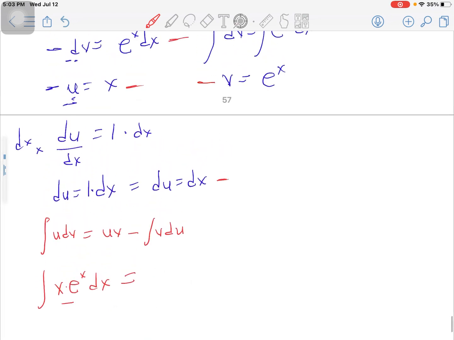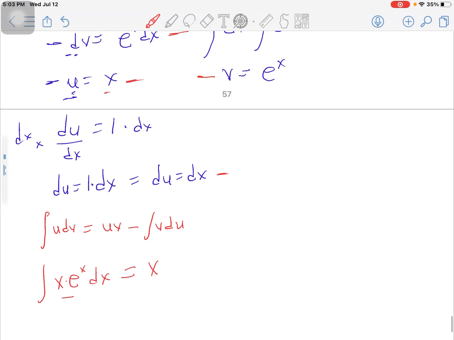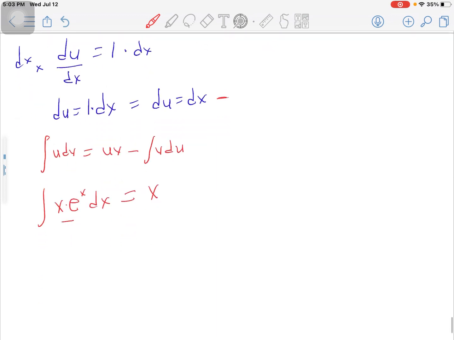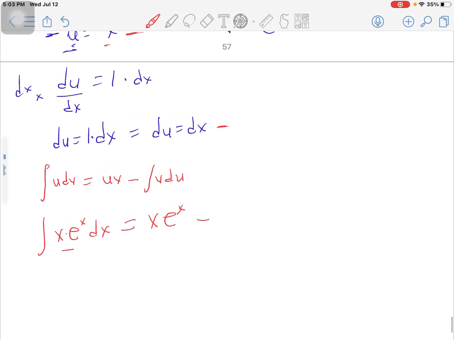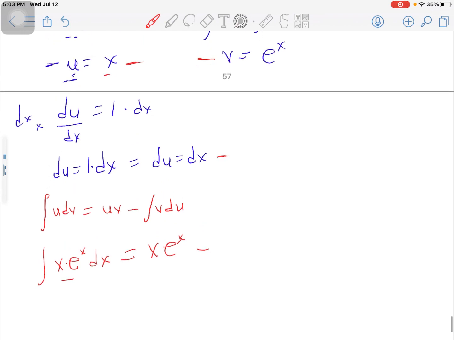So where is our u? We calculated for our u, or our u is already in the question, which is what? x. Where is our v? We calculated for our v, which is exponent x. So this is the separate term. And now minus, what are we looking for again? Our v. Where is our v? Our v is exponent x.